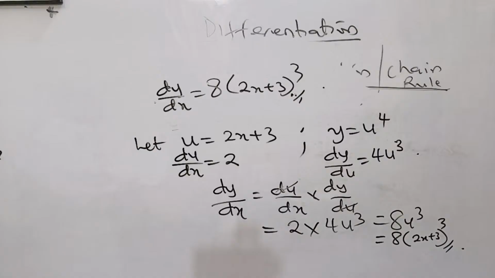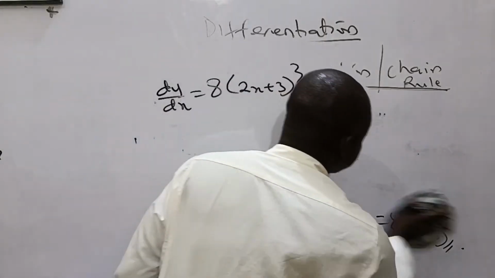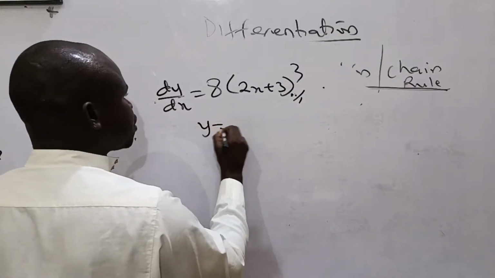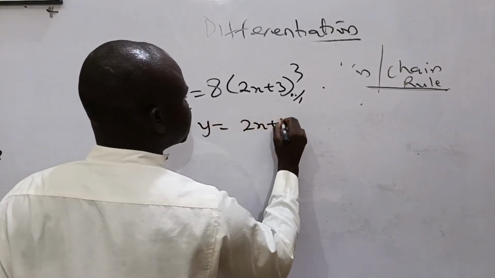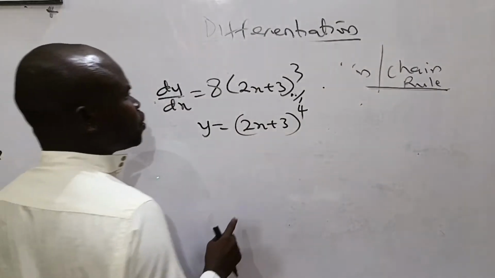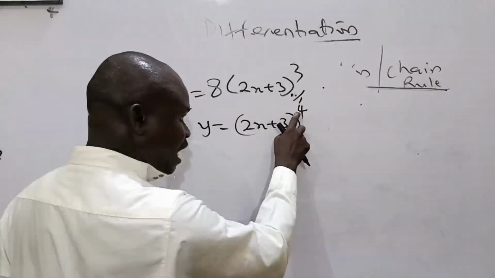Okay? So if this is a multiple choice question, you don't need to stress yourself. Just look at the question. You don't need all this process. The short method that you're going to use is that when y is equal to 2x plus 3 raised to power 4, just bring down what you have here.